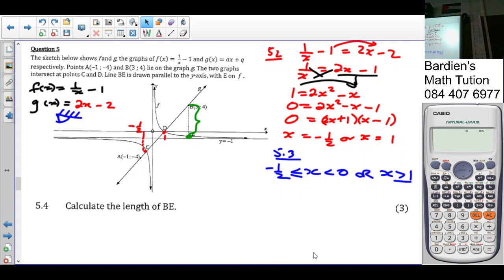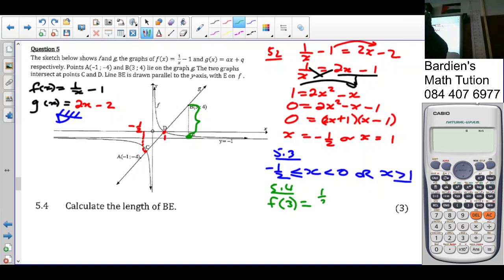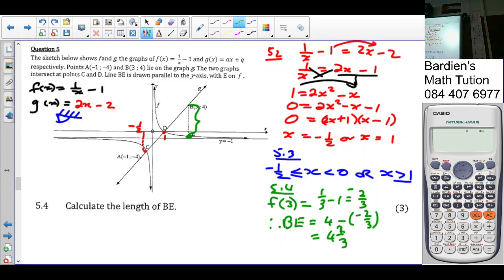Okay, so going to what we just did there now, we're going to substitute 3 into the f graph. That's 5.4. So f of 3 equals 1 over 3 minus 1, which is 2/3. So therefore, negative 2/3, no? Therefore, BE is going to be 4 minus 2 over 3, which is 4 and 2 over 3.